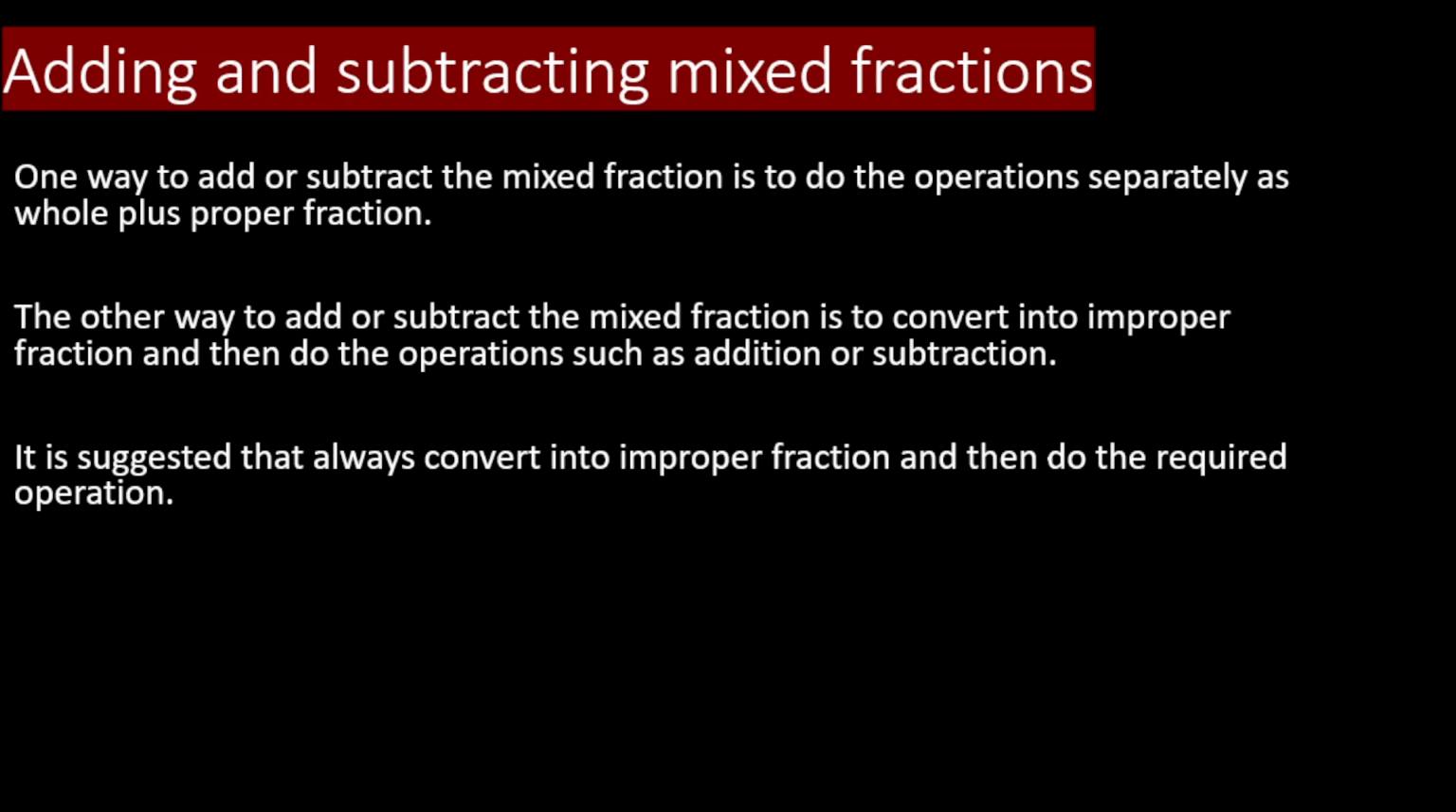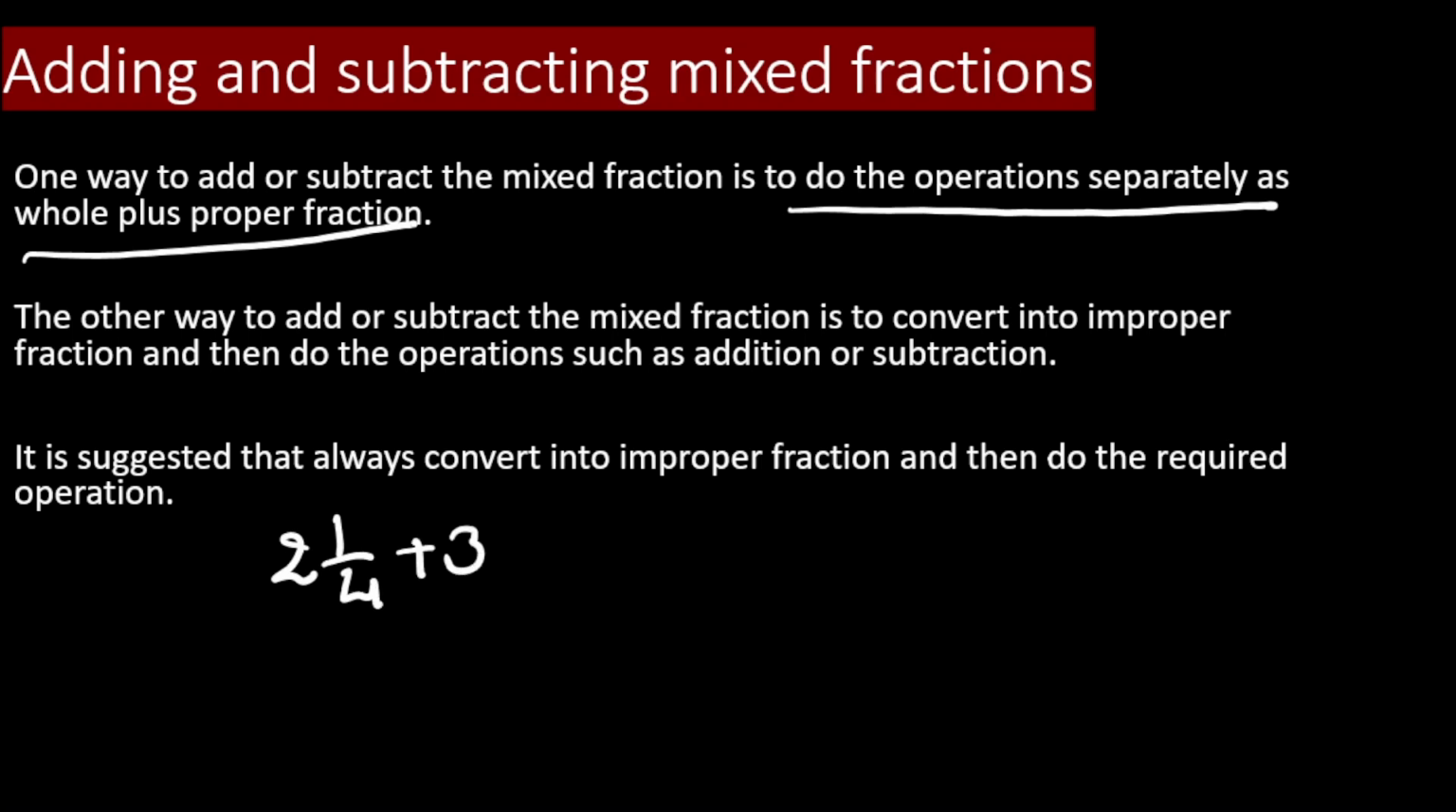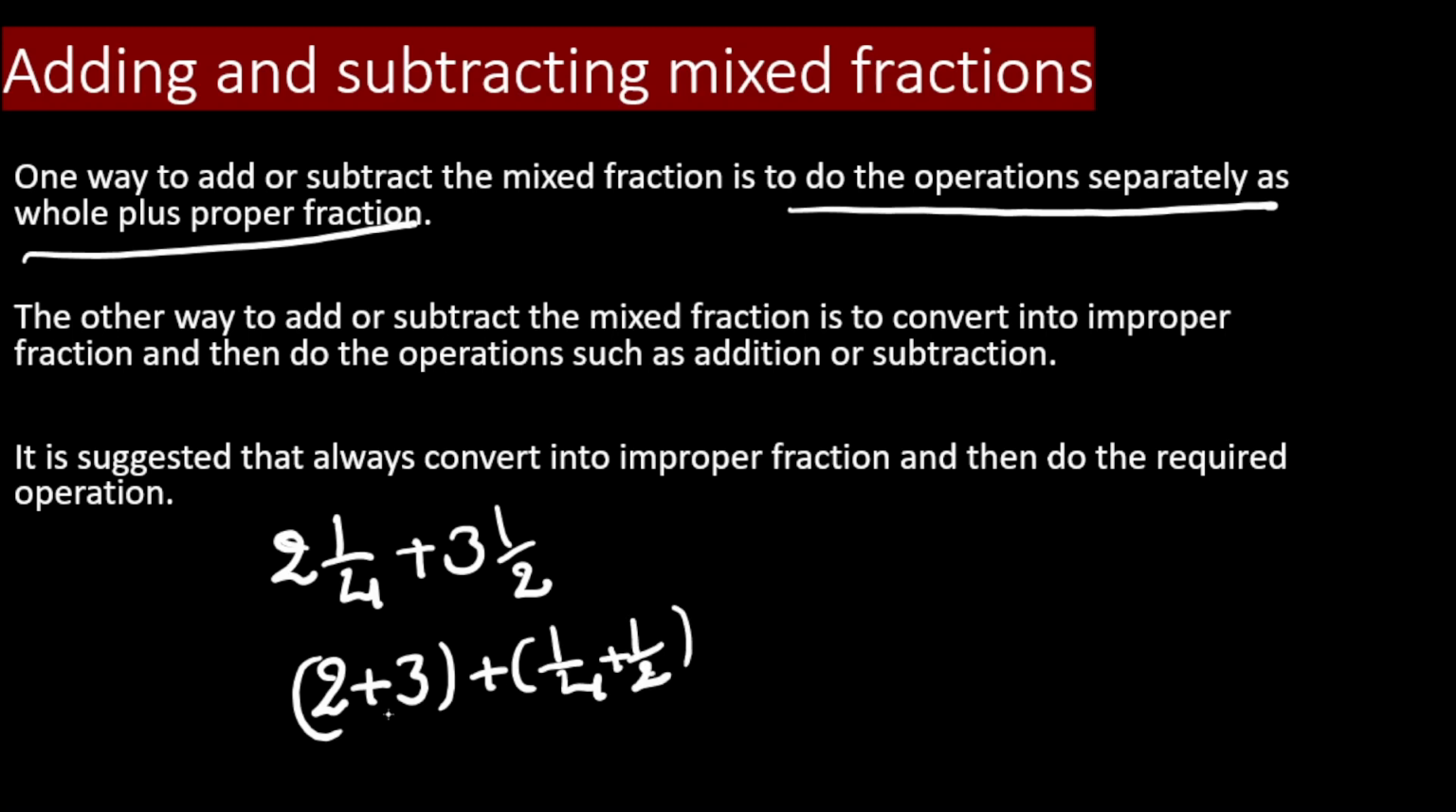There are two ways to add and subtract mixed fractions. One way is to do the operation separately as wholes plus proper fractions. Suppose you have 2 1 by 4 plus 3 1 by 2. First we need to separate the wholes. Here 2 is a whole and 3 is also a whole. So let's separate those wholes, and 1 by 4 and 1 by 2 are the fractions. So we need to separate the wholes and do the operations accordingly.